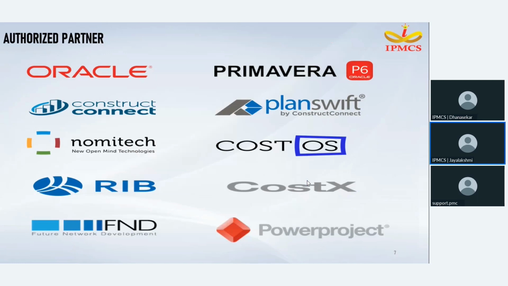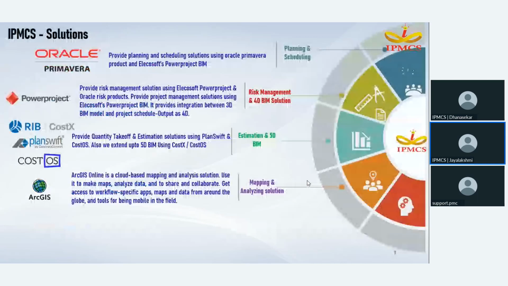Let us see what Oracle provides us with: the Primavera P6. Construct Connect is PlanSwift. Nomitech provides us with the PostOX, RIB, CostX, and F&D Power Project. Let us have a brief discussion on what these softwares do. So basically, Oracle Primavera is used for planning and scheduling. Power Project is also a similar software which can be used for risk management and 4D BIM solutions also. RIB, CostX, and PlanSwift, CostOX, etc. are basically estimation software for quantity takeoff and estimation solutions. And ArcGIS is a mapping solution.